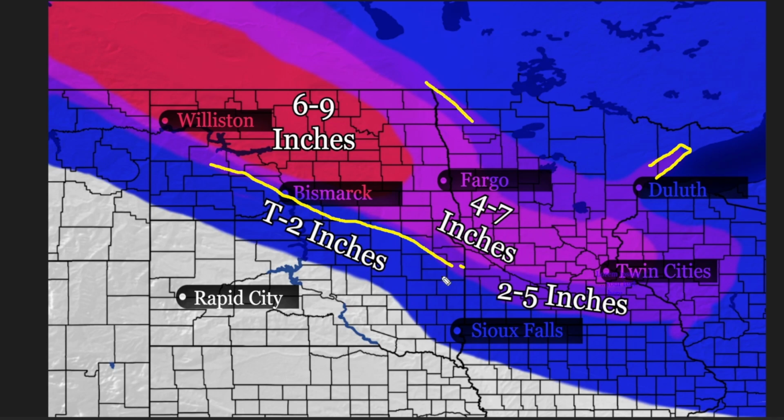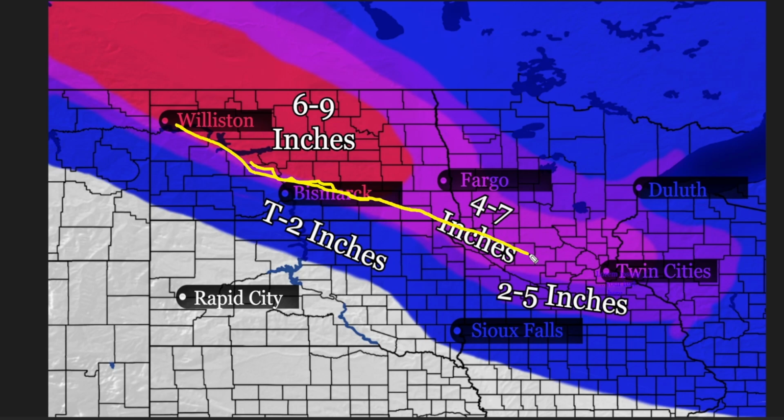So that's kind of the line that we're looking at in that 2 to 5 range. And then 4 to 7, again, within this tight little window here of pink, stretching down into Fargo and Wahpeton, down into the Twin Cities potentially, and then back up into Grand Forks, including Alexandria, Fergus Falls, St. Cloud. All of you guys could be in that 4 to 7 inch range.